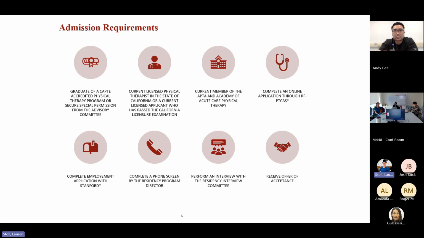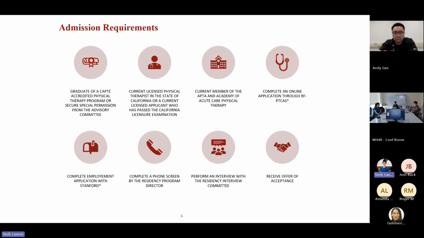You must complete an online application through RFPTCAS. This is different than what we did last year, and I'll talk about the RFPTCAS component in a little bit. You must also complete an employment application with Stanford, and I will also touch on this a little bit later.